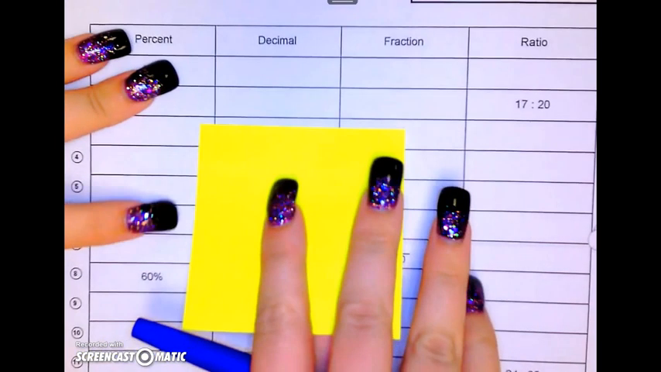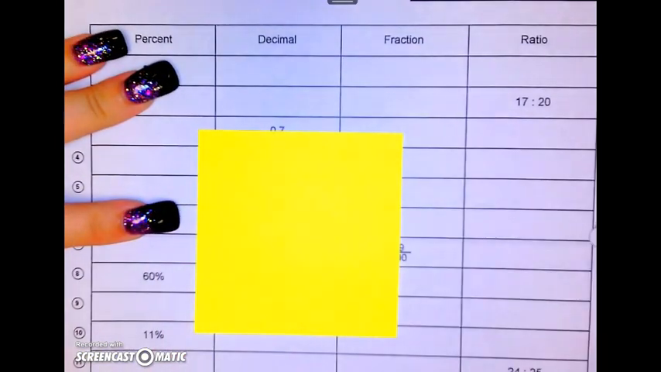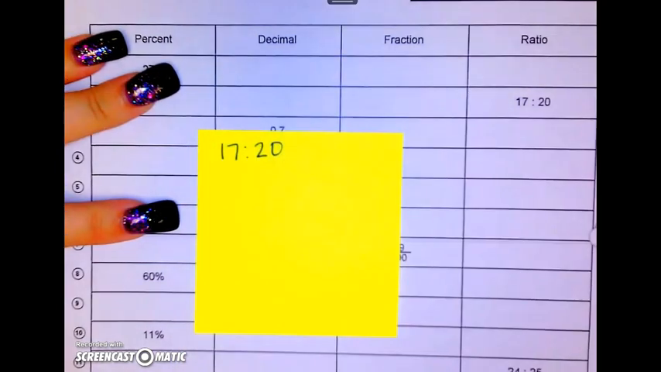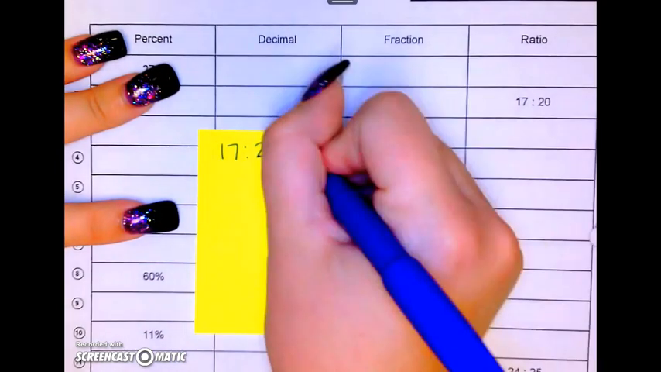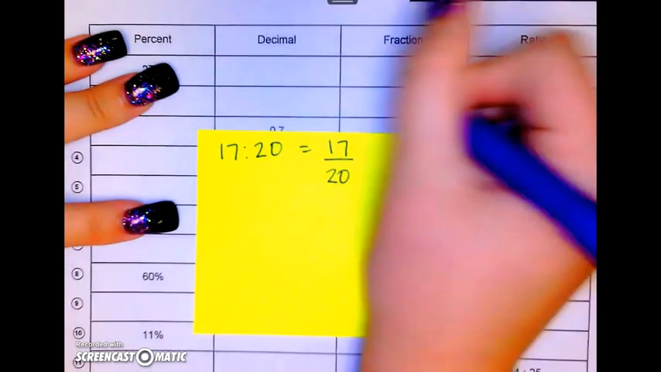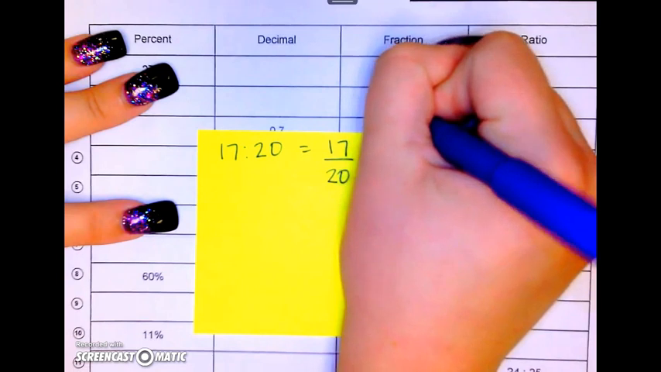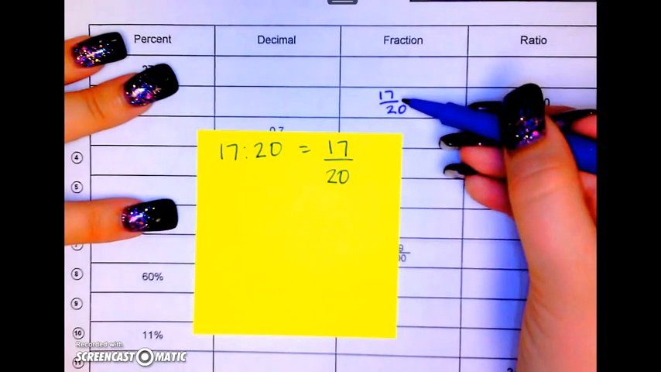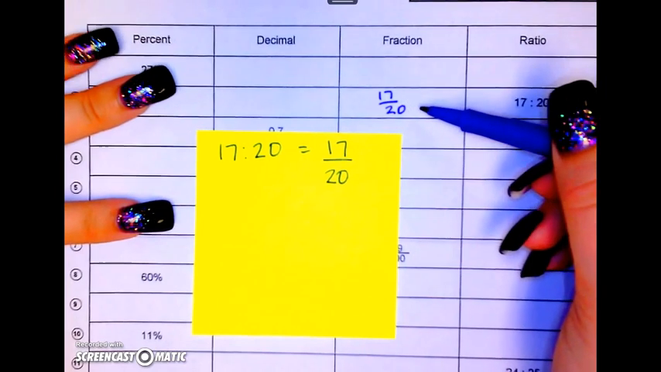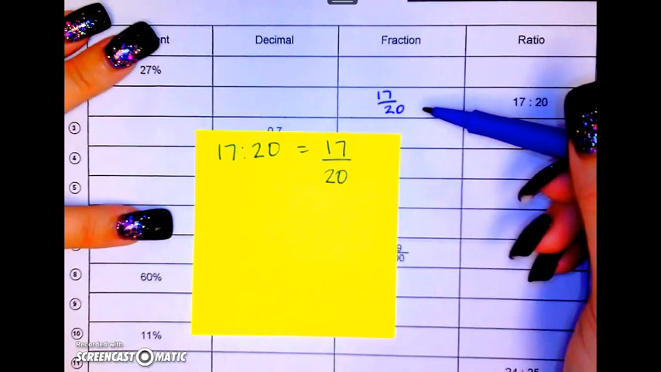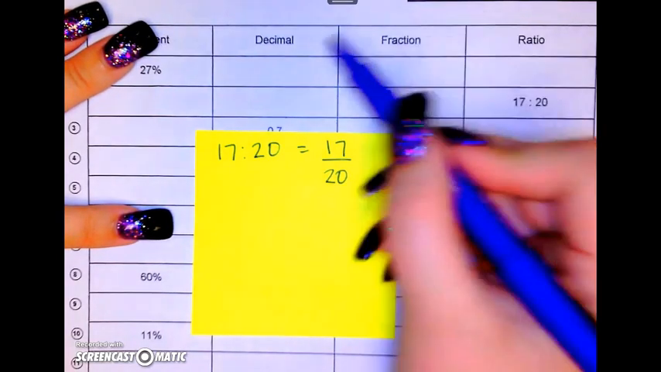So number 2 gives us the ratio, so first thing I'm going to do is write it as a fraction. So I have 17/20. That's it. Okay, so write that right here, 17/20. You want to make sure the fraction's reduced as far as it can go. So I see I can't divide these two numbers by anything, so it's good. Alright, now let's change that fraction into a decimal.